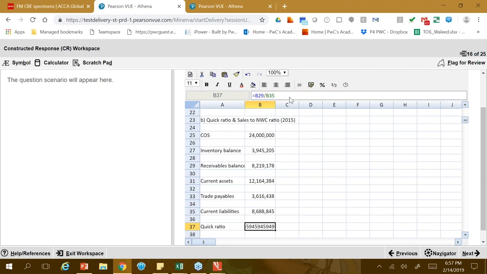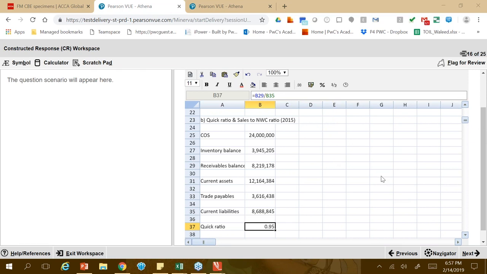Well done to all those who picked this. The quick ratio would now be 0.95 times because we have to exclude the inventory. Well done. Current assets minus inventory over the current liabilities. Now we're done with the quick ratio.